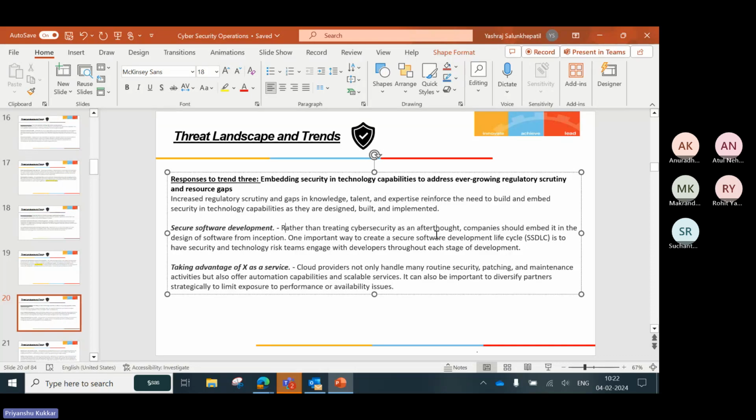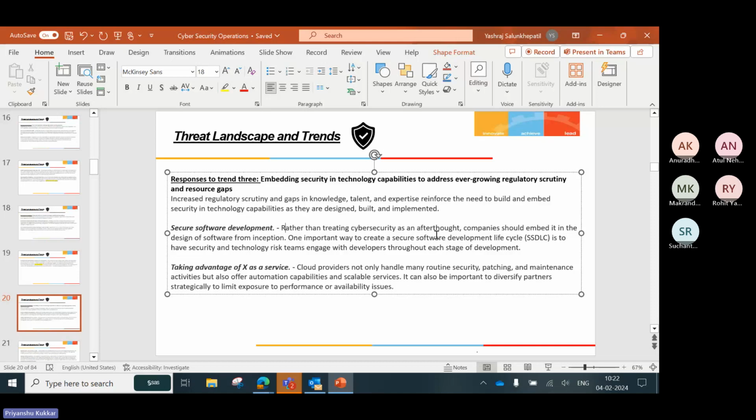Okay. Next is taking advantage of X as a service. So cloud providers not only handle many routine security patching and maintenance activities, but also offer automation capabilities and scalable services. It can be important to diversify partners strategically to limit exposure to performance or availability issues. Okay. Cloud providers ये तो handle करते ही हैं security patching and maintenance, but also automation and scalable services.